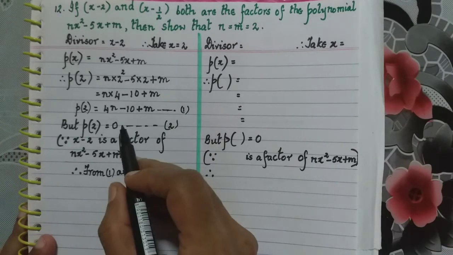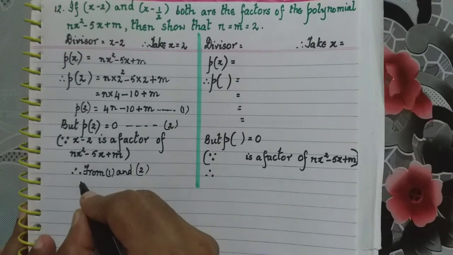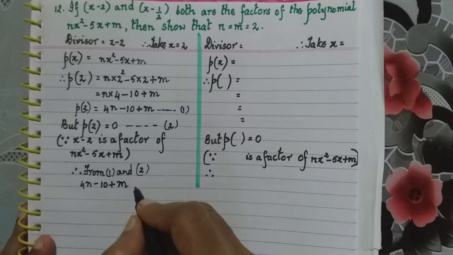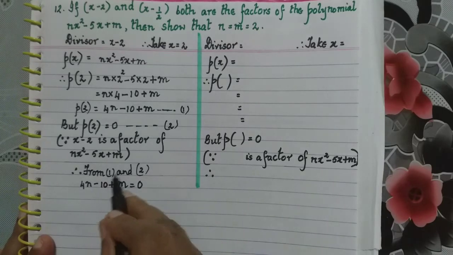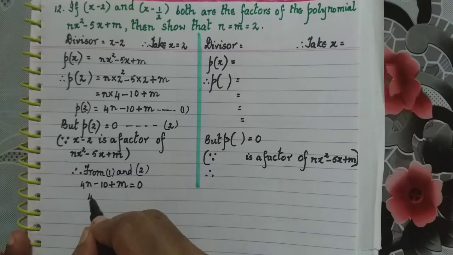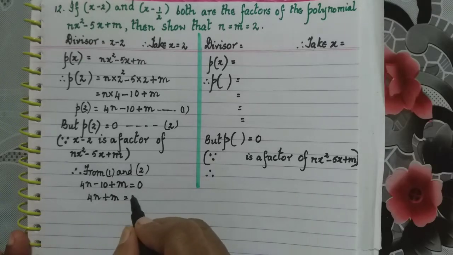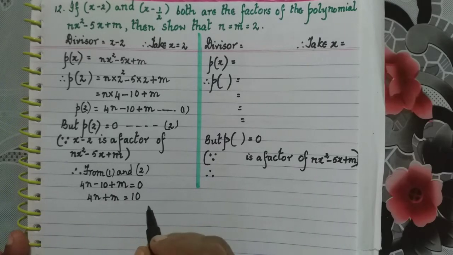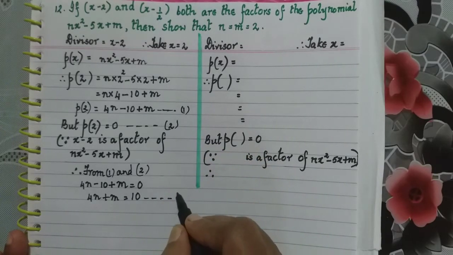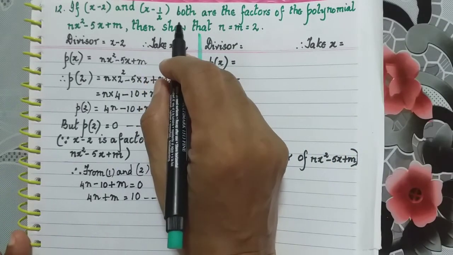what do we get? 4n minus 10 plus m is equal to 0. We can take 10 on the other side because it is a constant. So what happens? It becomes 4n plus m is equal to minus 10 on the other side becomes plus 10. Therefore, this is 10. Now we number this. We have already numbered 1 and 2. So this becomes 3.